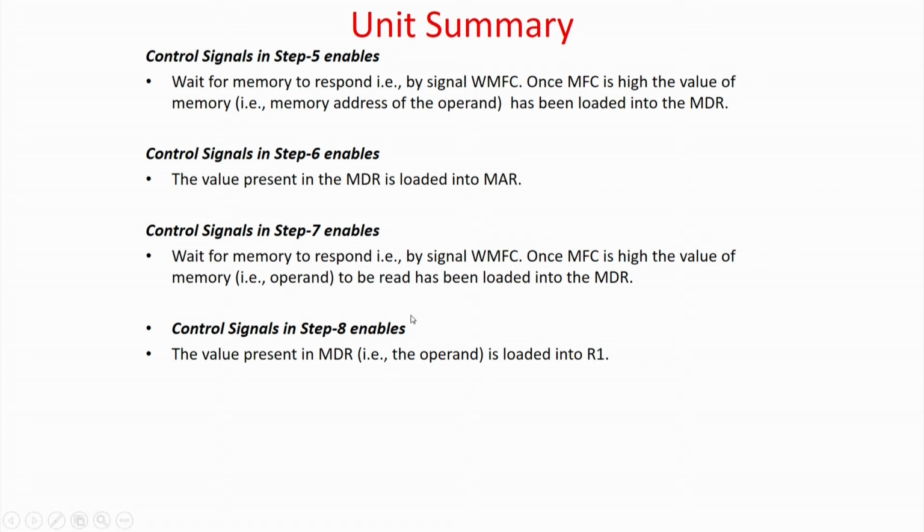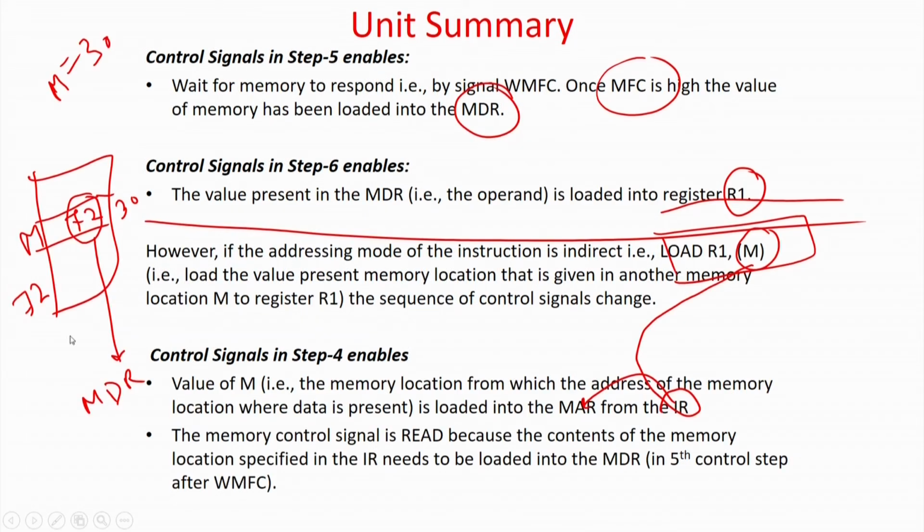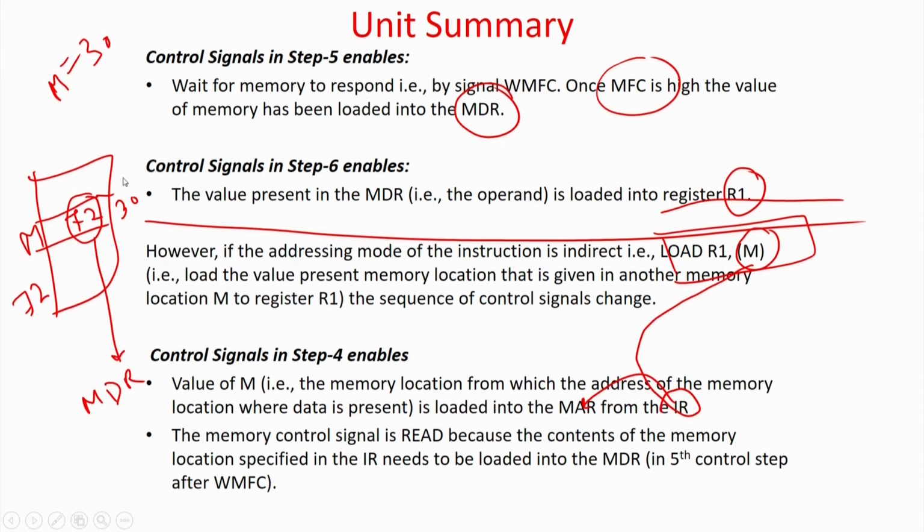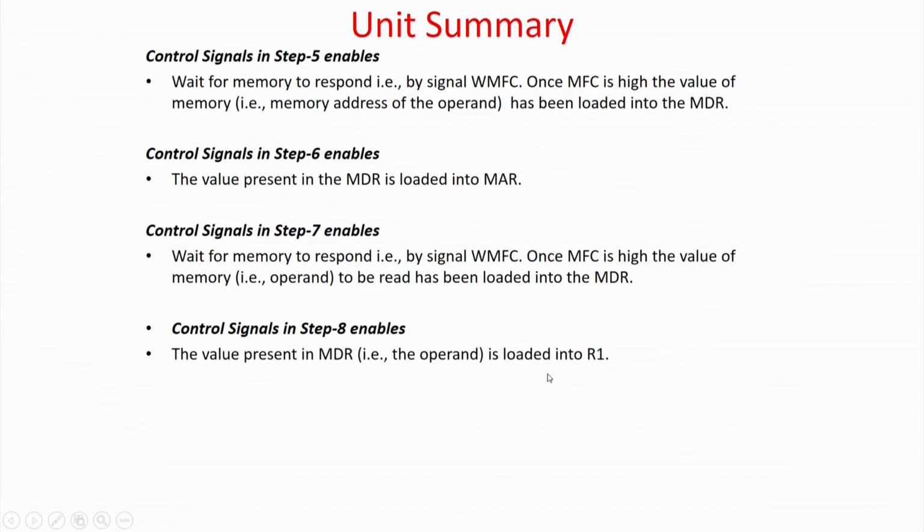Step 7 says that the memory has to wait, because now the memory address register has the value of 72, and whatever is available in memory location 72 will be loaded to the memory buffer register. You have to wait for some amount of time, which is step 7, and once memory is ready it will give a signal WFMC. That means the value contained in memory location 72, that is the real operand, will be loaded into the memory data register, and then you can load it to R1.